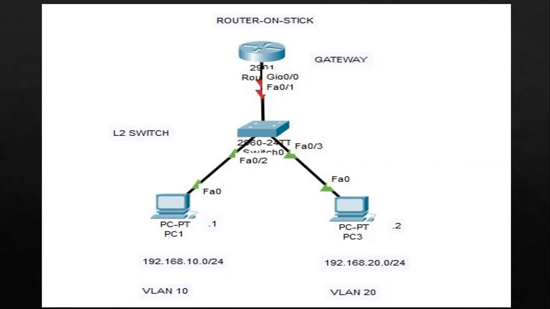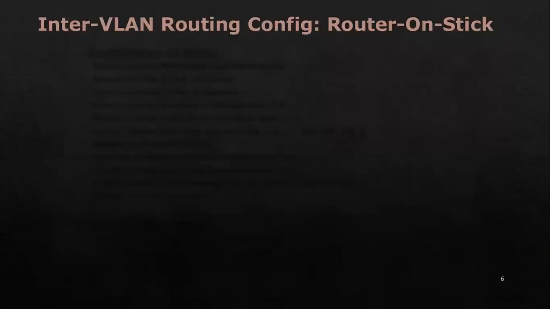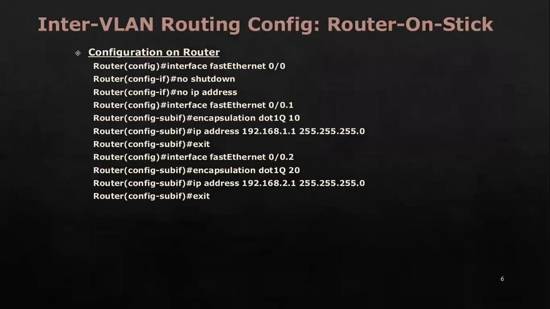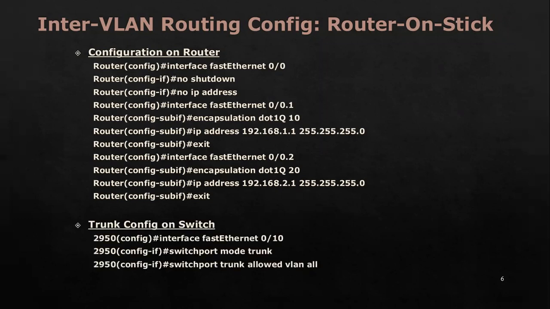So here you can see the gateway is the router. We have two VLANs, VLAN 10 and 20, connected with the layer 2 switch. So we are using the method router on stick. This is the configuration of the router on stick method. So we'll see this in Packet Tracer. We'll not jump into this configuration or commands more. We'll just go directly into Packet Tracer and do the configuration.